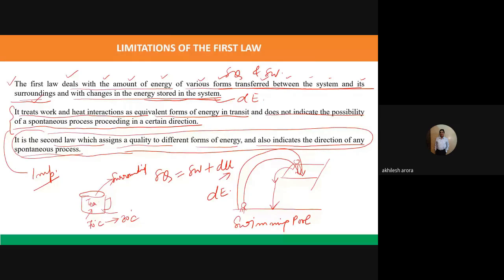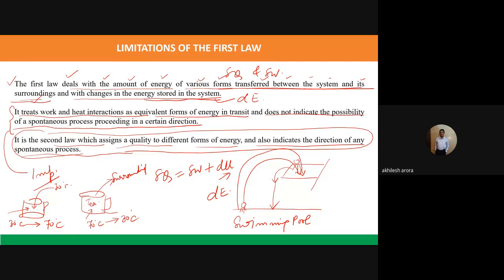But is it possible that you have this tea cup with you, now containing tea at 30 degrees Celsius, outside is also at 30 degrees Celsius, and automatically the heat transfer takes place from the surroundings, and the temperature of the tea rises to 70 degrees Celsius? Is it possible? It is not possible. That means the process takes place in a particular direction.